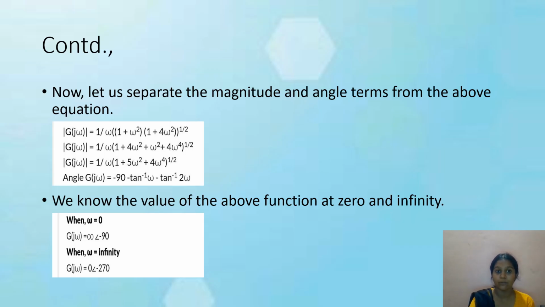The angle of G(jω) is −90° − tan⁻¹(ω) − tan⁻¹(2ω). We take the values of ω as 0 and infinity, and we get the angles: at 0 it is −90°, and at infinity it is −270°. By taking these values, we are going to plot in polar coordinates.